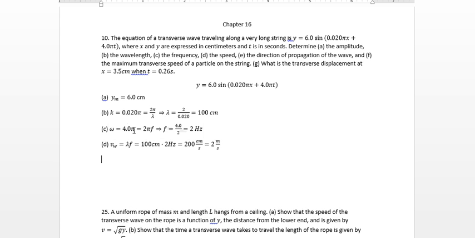Now the direction of propagation of the wave. That is easy. That's going to be to the left, toward negative x. All right, and that's all because of this sign right here. It's a plus sign, and that is for a wave traveling in the negative direction.